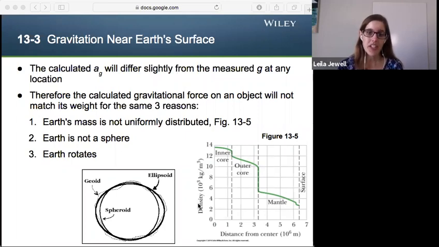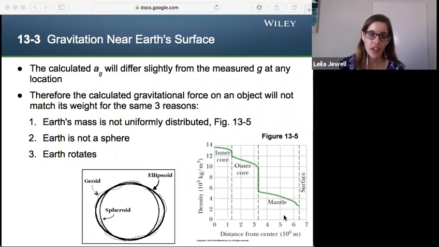One, Earth's mass isn't uniformly distributed, which is shown in this figure, right? Earth has most of its mass at the inner core, or the highest density of mass, I should say. And that density decreases rapidly, so that the surface is so much less dense than anything else, it doesn't even appear on the graph, right? This is the surface here, and it's somewhere down in the 0.